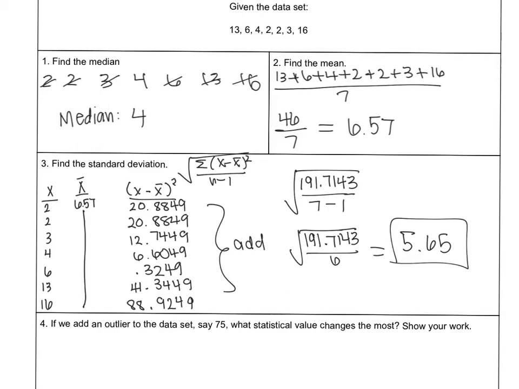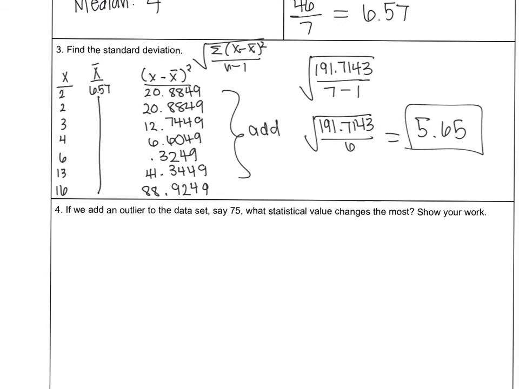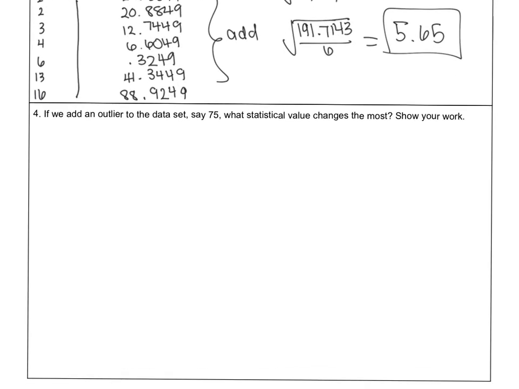Okay. Number 4 says if we add an outlier to the data set, say 75, what statistical value changes the most? Show your work. So I'm going to start with the median, since that's what we did in number 1. So the median is pretty much going to be the same list, but now at the end, we're going to add 75.